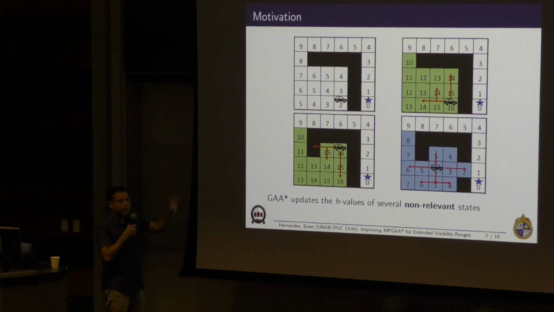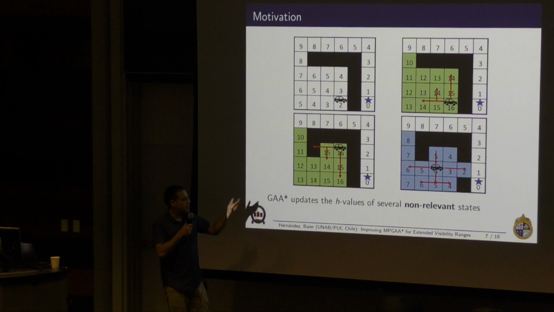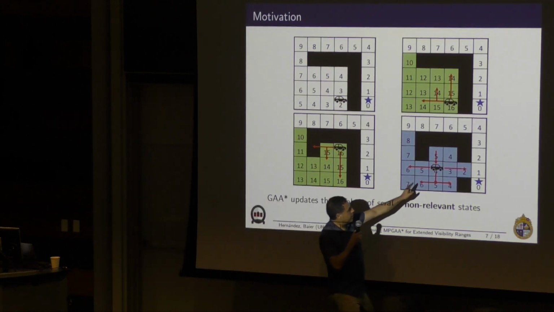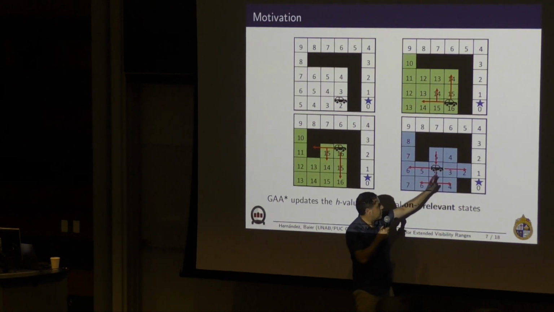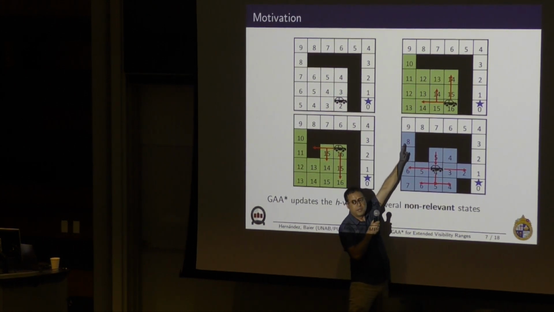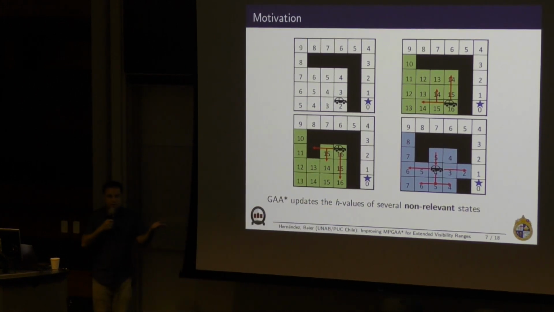What is the problem here? The problem is that GAA star can update several states that are not relevant for the current search. For instance, the current optimal path is this, but Generalized Adaptive star can update this heuristic, for instance, and this is not relevant for the current search.